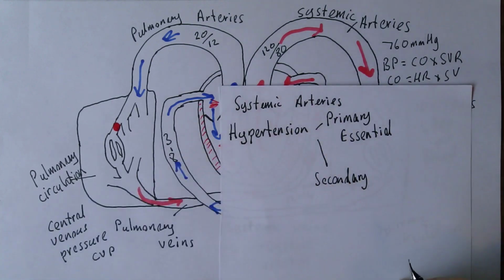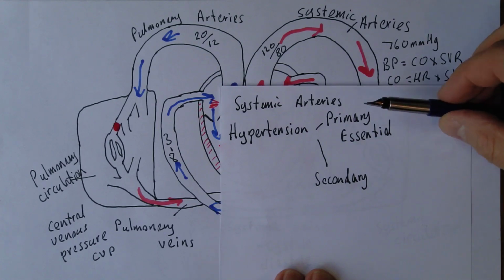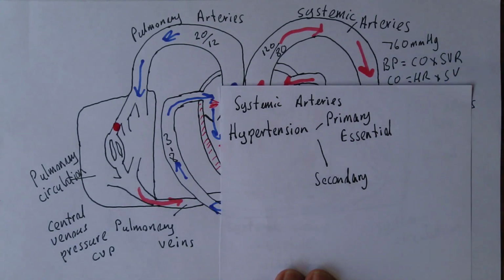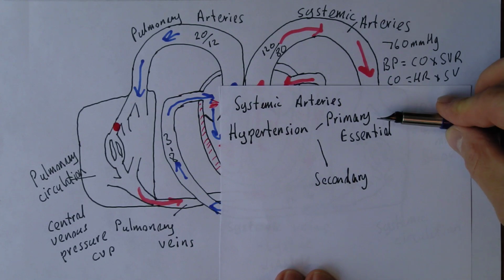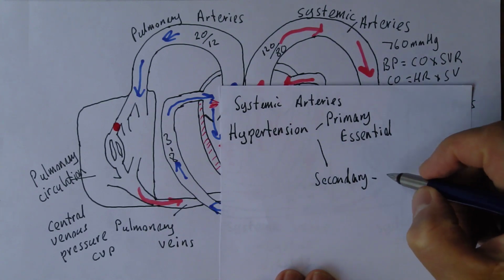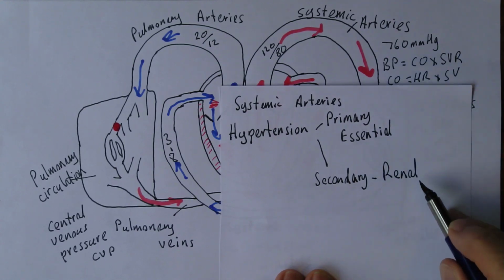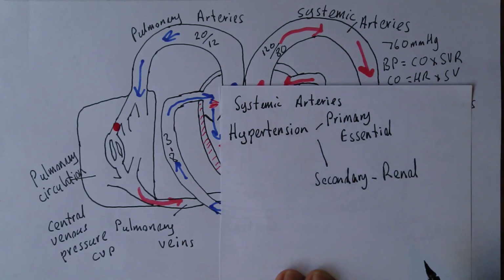Now this is the same with quite a few diseases. A secondary condition is one which is caused by something else, whereas a primary condition is one which just arises without apparent cause. So, for example, secondary hypertension is often caused by renal problems. The kidney is very closely involved in control of blood pressure. Problems in the kidney can give rise to hypertension.